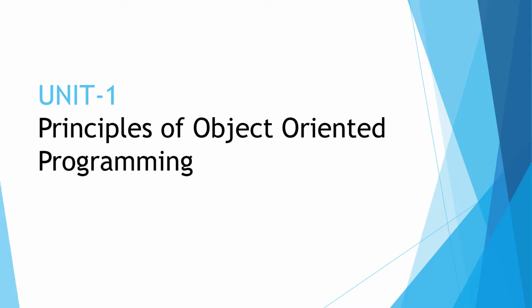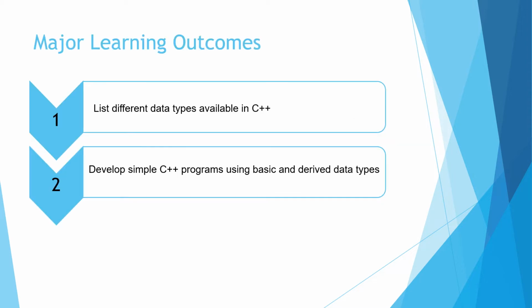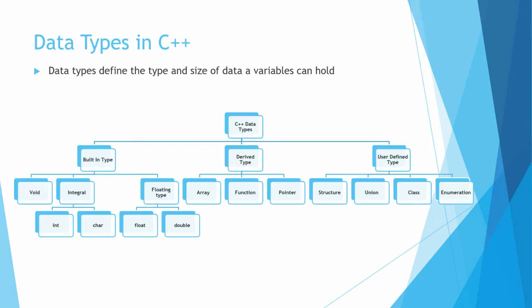Let us continue our Unit 1 Principles of Object-Oriented Programming. By the end of this session, you will be able to list different data types available in C++ and also develop simple C++ programs using basic and derived data types.